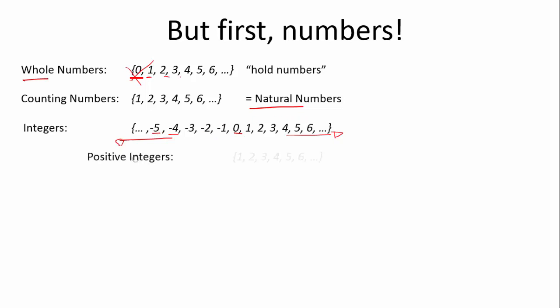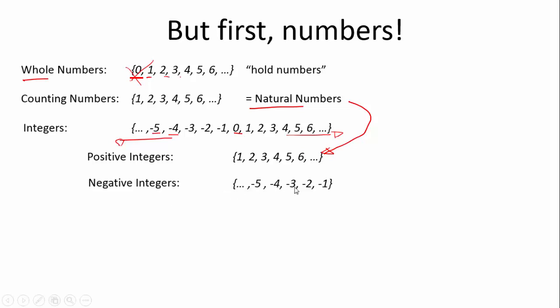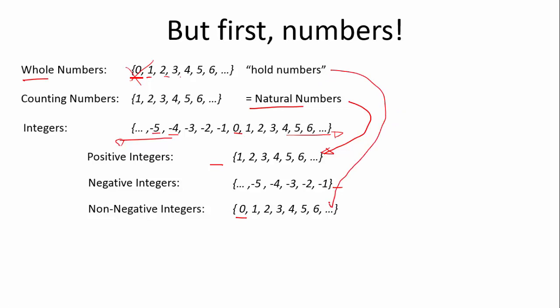Then we get positive integers. Positive integers are exactly the same as natural numbers, but we just call it positive integers. Then we get negative integers. It's -1 all the way down. Note that neither of these include a 0. And then we get non-negative integers, and that is from 0 all the way up to positive. So non-negative integers are exactly the same as our whole numbers, just called something different.